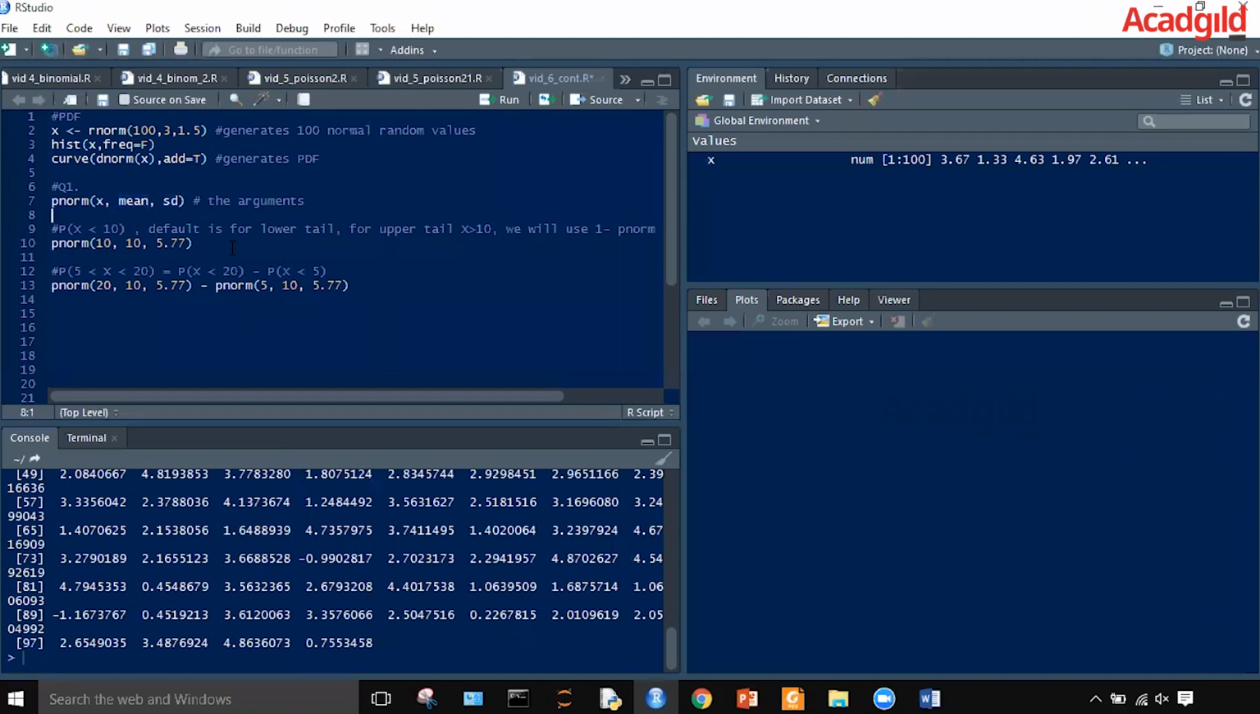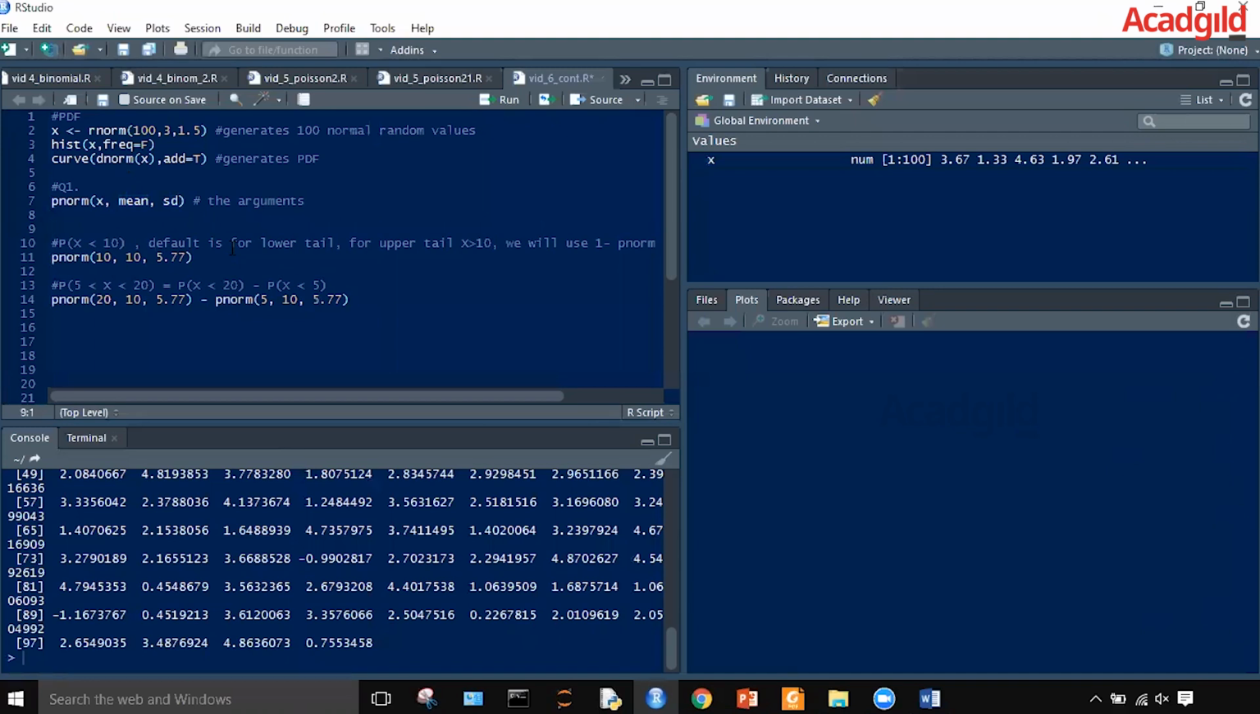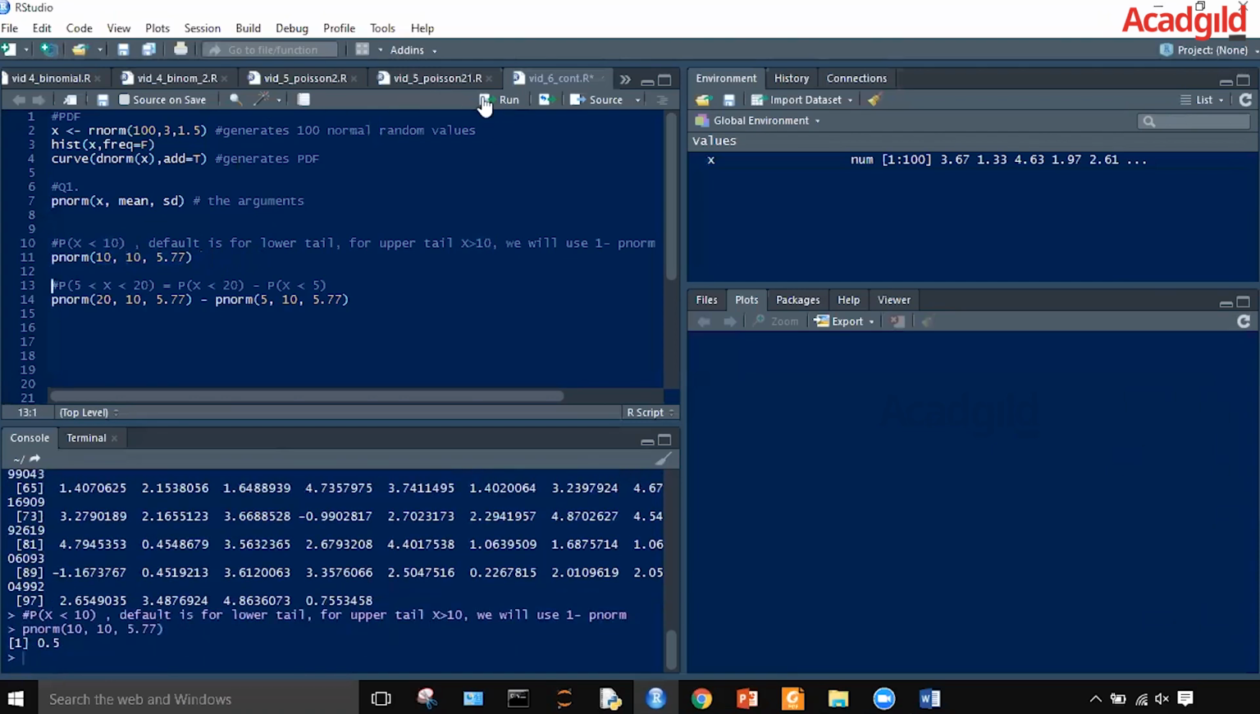Now let us come to the problem statement in the slide. The first question basically asked what is the probability that a current measurement will be less than 10 milliamperes. Here we use the pnorm function which will give us the probability. So we have assumed that the distribution follows a normal distribution. Now for the upper tail, my x is greater than 10. So for the lower tail, which is the default case, we'll use the pnorm function with the argument as 10, the mean being 10 and the standard deviation being 5.77. If we run the statement, the answer is 0.5, which we got in the slide as well.